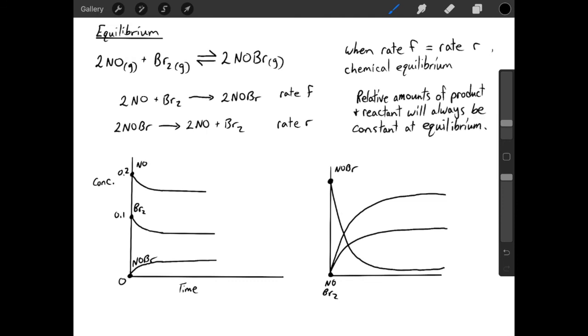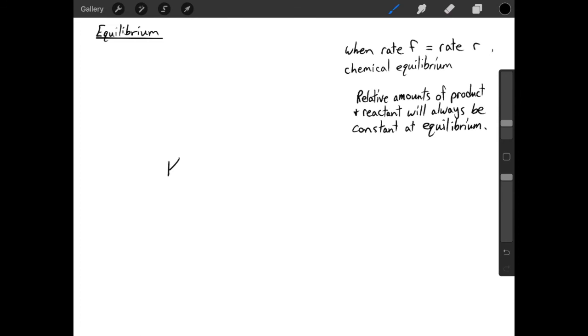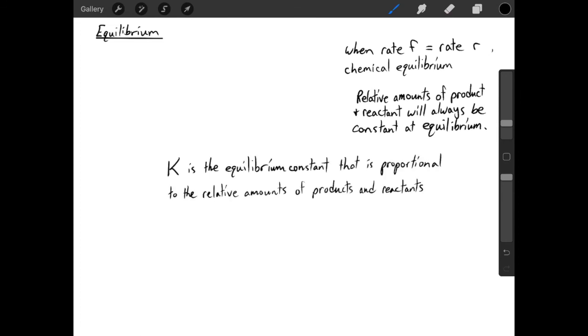And because this relative amount of product and reactant is constant, it implies that there's actually a constant numerical value that's proportional to the amounts of reactants and products. And that value is given the symbol K. And this K value is going to be specific to each individual reaction. That is, every different reaction will have a different K value.